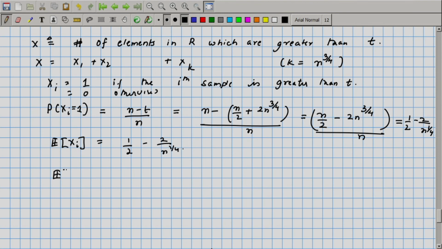So, expectation of x will be just the sum of these. So, that will be n raised to 3 by 4 into (1 by 2 minus 2 by n raised to 1 by 4), that is going to be n raised to 3 by 4 by 2 minus 2 root n, okay, n raised to 3 by 4 by n raised to 1 by 4, that is root n.